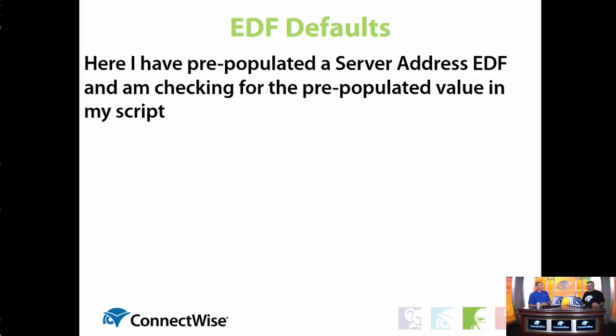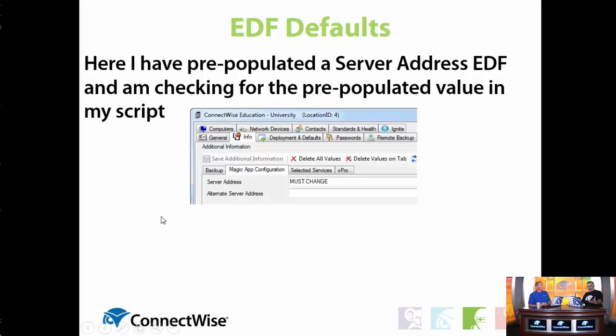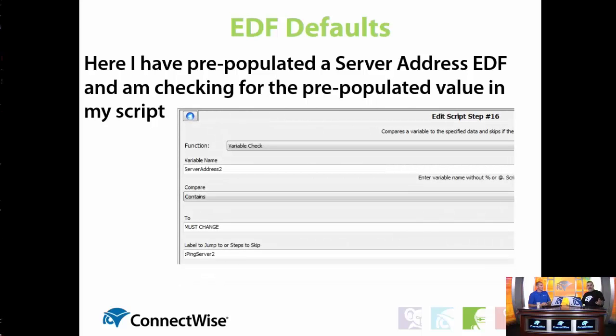So what I did for today's example is I just went to that script and I opened up the field that's reading the contents of that variable, and look what I'm doing right here. I'm checking to see if that server address 2 contains must change. So I've defaulted it to must change in the dashboard. Now my script is checking for if it contains must change.